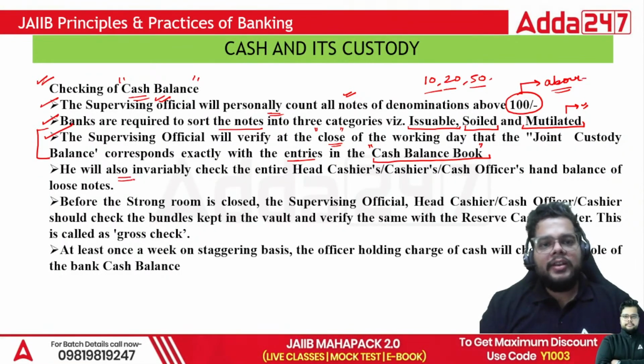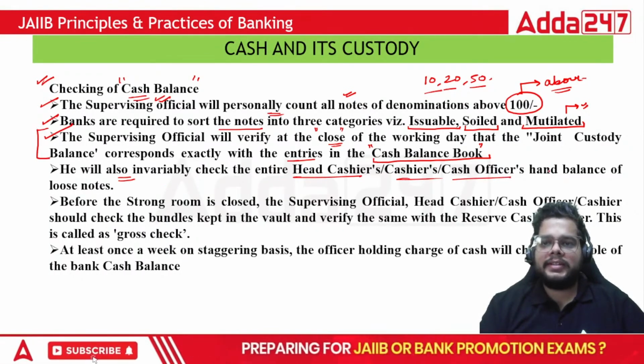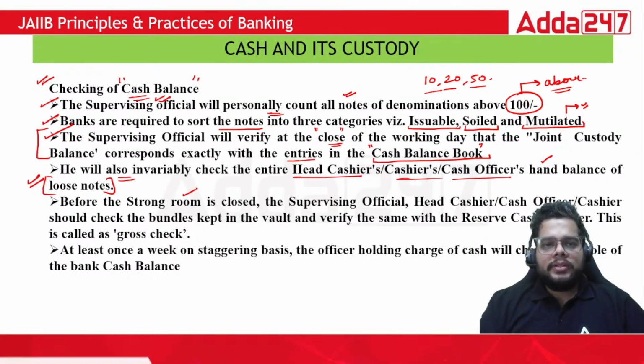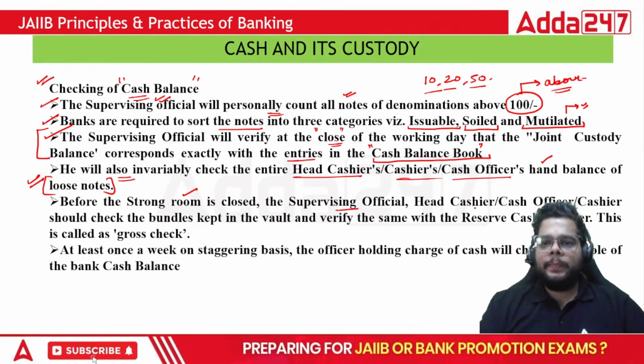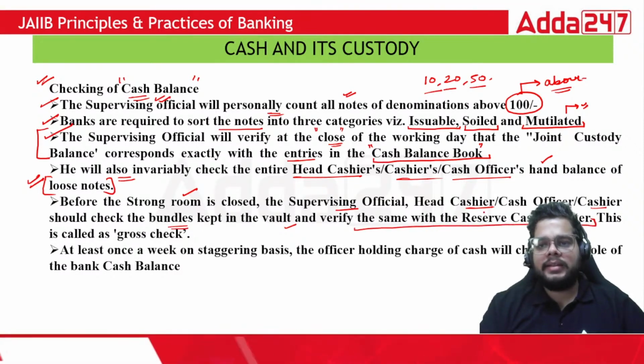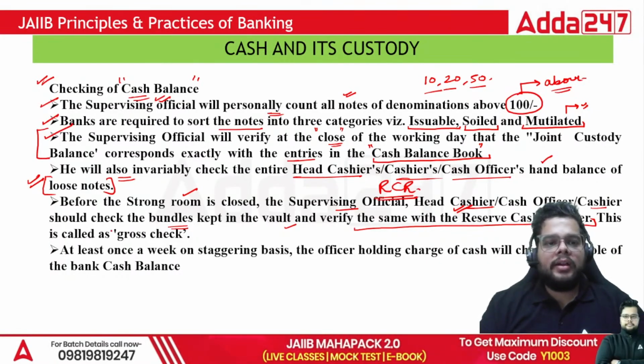He will also invariably check the entire head cashier's or cash officer's hand balance of the loose notes, and these entries are mostly done in the register as well. Before the strong room is closed, the supervising official, head cashier or the cash officer or the cashier should check the bundles kept in the vault and verify the same with the reserve cash register. This is the register which I was talking about, the RC register or RCR. This is called a gross check.